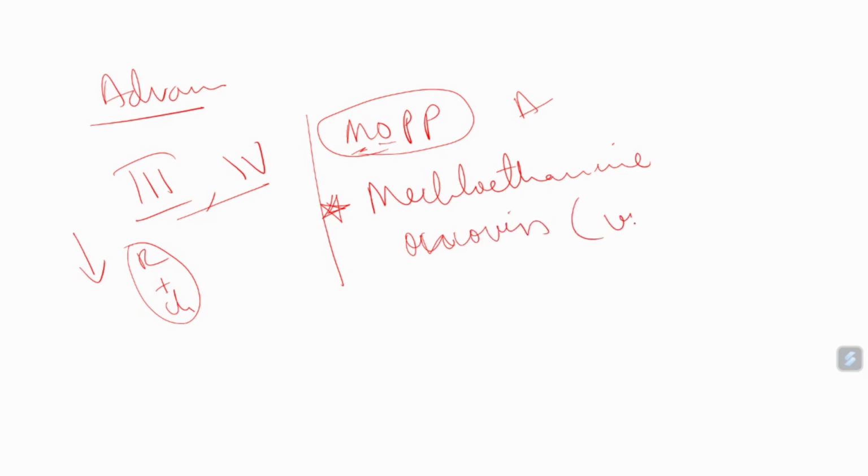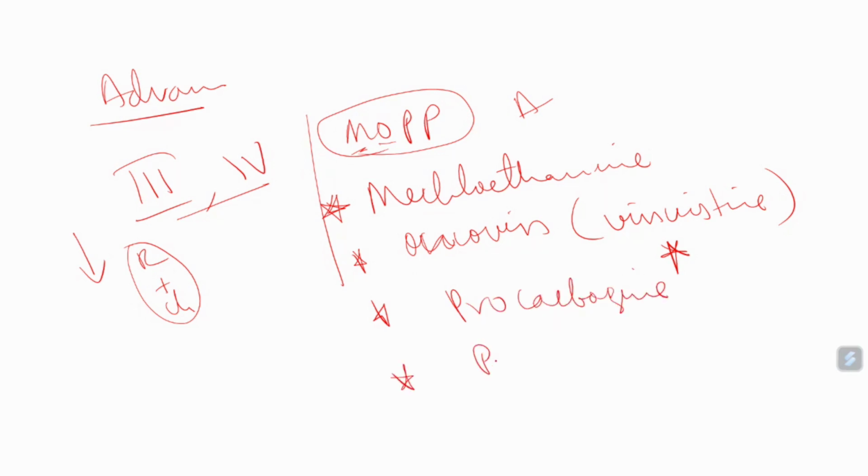Oncovin is the other name for vincristine. We discussed vincristine everything in the previous class. And the second P indicates procarbazine, and the next P indicates prednisolone. Always remember this regimen.